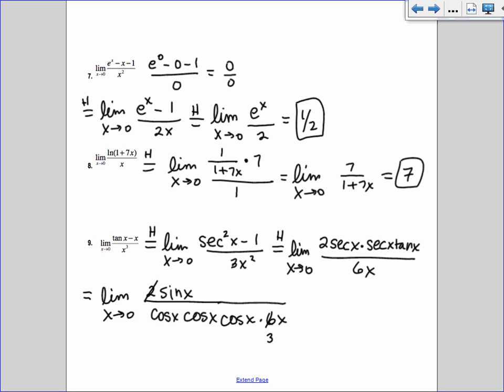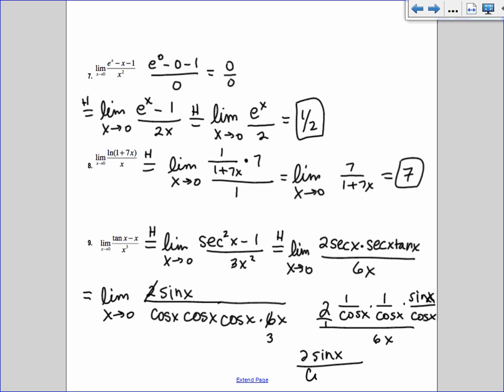I don't get it. Because secant is 1 over. Okay, so let me write out all the steps. So I have 2, 1 over cosine, 1 over cosine, sine of x over cosine, and then divided by 6x. So this is like 2 over 1, so you get 2 sine of x on top, and then you get 3 cosines, cosine cubed, but then you have divided by 6x. So it goes down on the bottom with it.